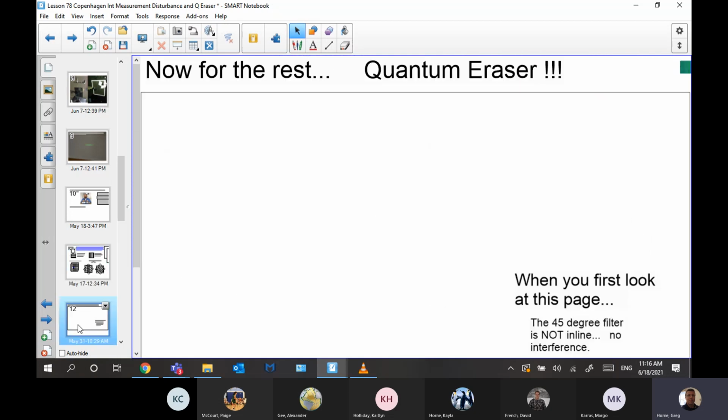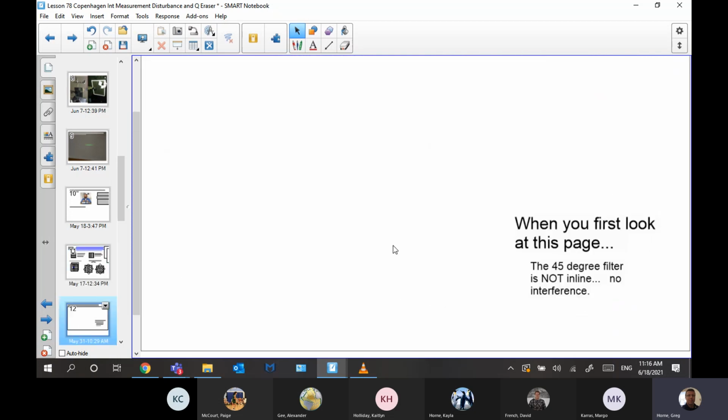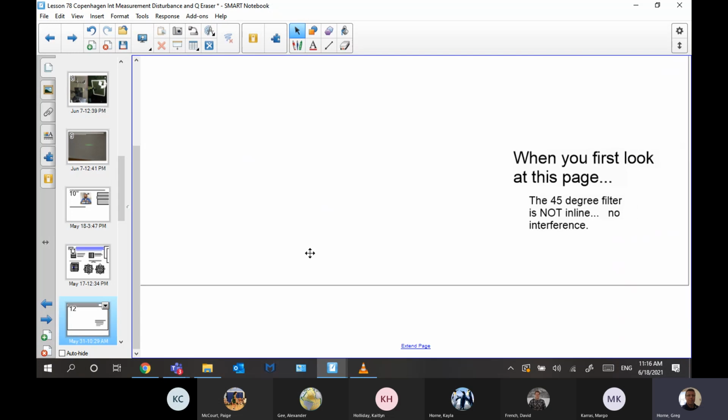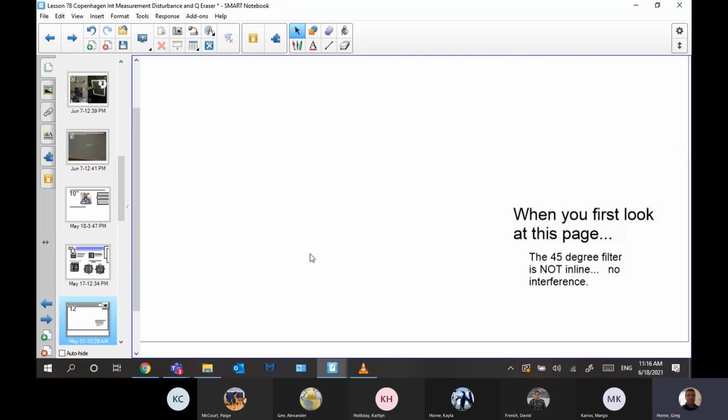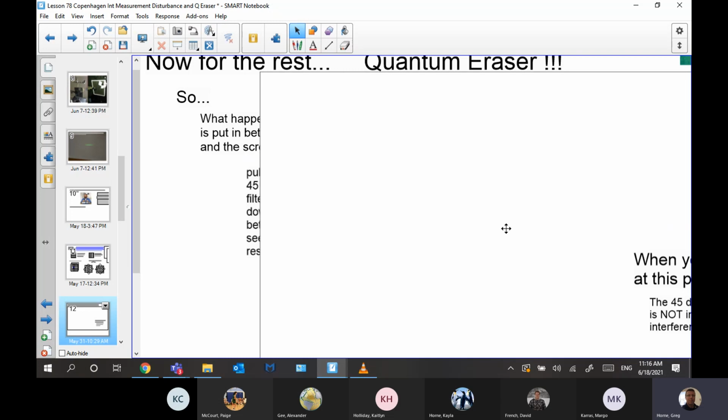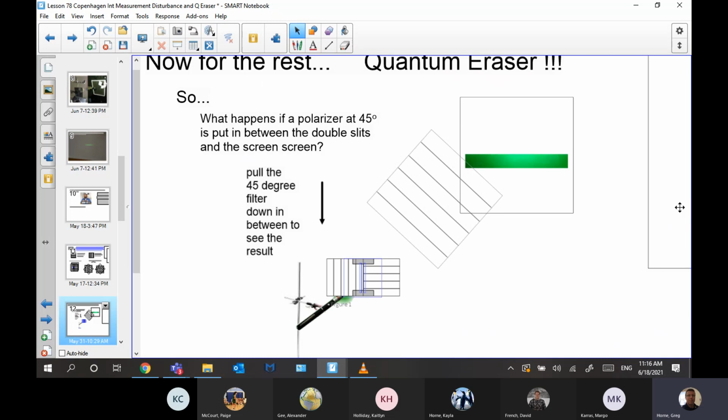And so putting the, where we go, yeah. So when you first look at this page, the 45 degree filter is not in line. There's no interference pattern, right? So we've got no interference because the 45 degree filter is not in line with the pattern.